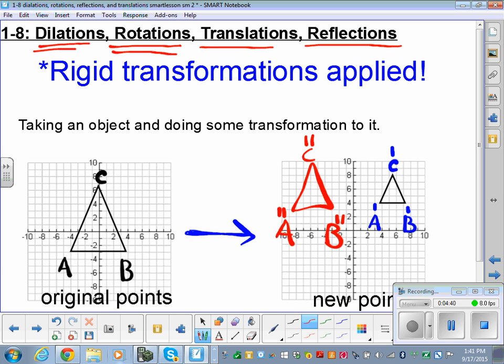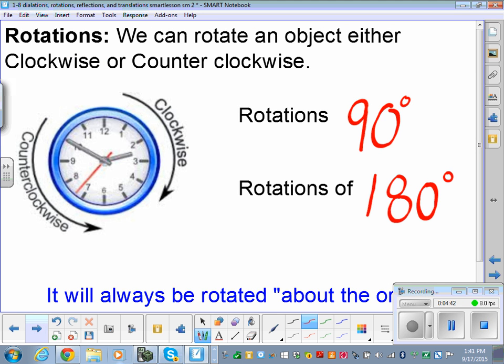Okay, awesome. So first of all, we're going to talk about rotations. We're going to take an object and rotate it. Now we can rotate things clockwise, so how you read a clock would be around clockwise, and then also counterclockwise. So notice counterclockwise goes against what you would read the clock. Does everybody understand what clockwise is versus counterclockwise? Okay, awesome.